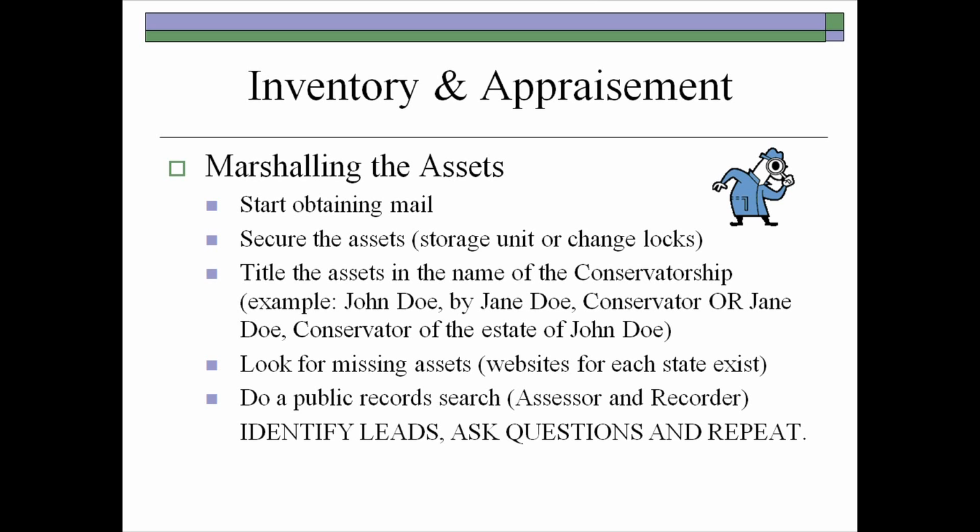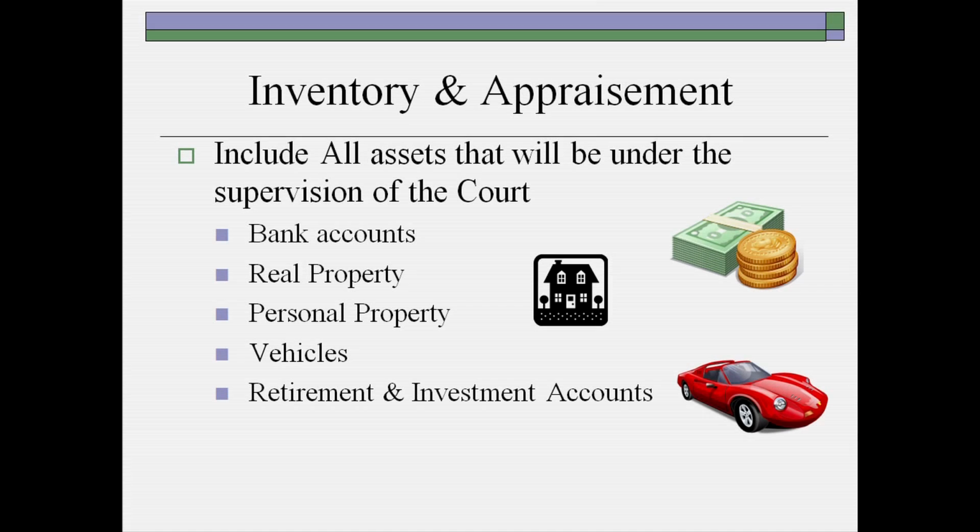Your job is to find all of the assets that the protected person owns and title them in the name of the conservatorship. You'll include all assets that would be under the supervision of the court or the conservatorship: bank accounts, real property, personal property, vehicles, boats, recreational vehicles, cars, retirement accounts, investment accounts.